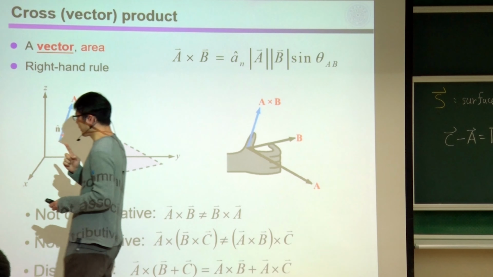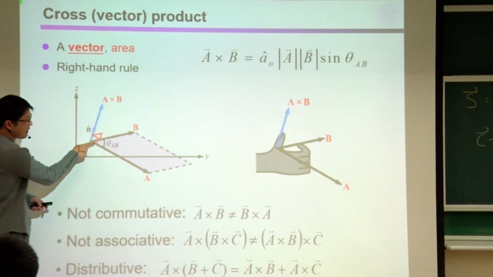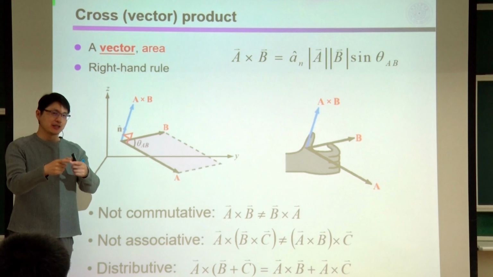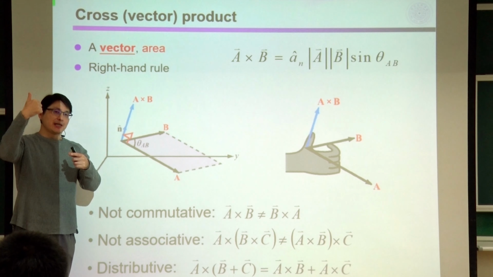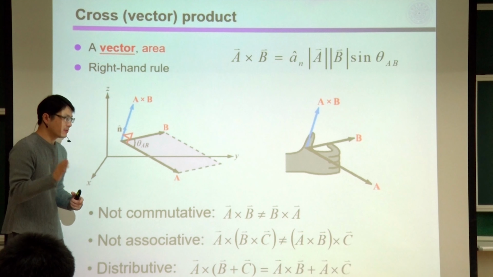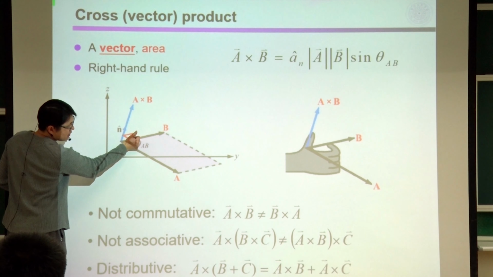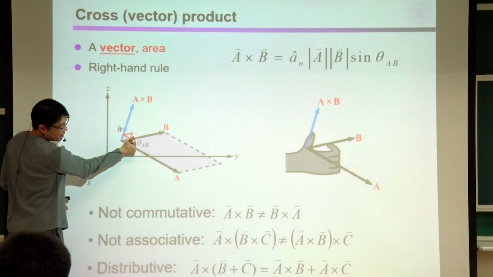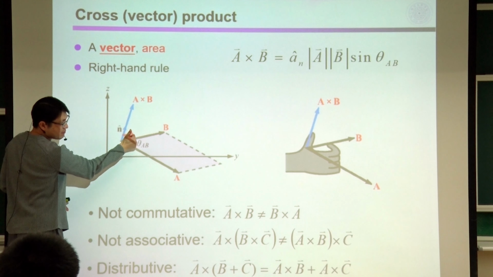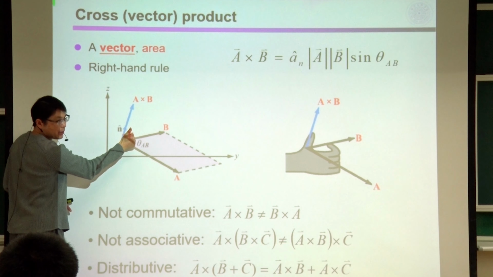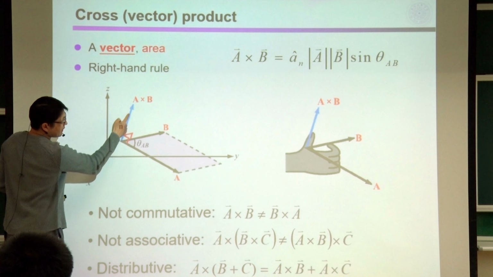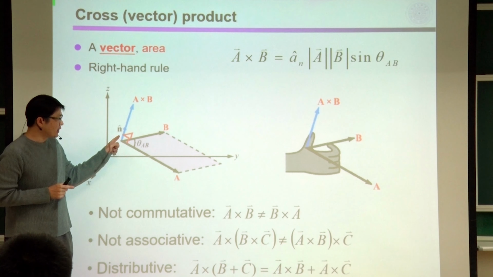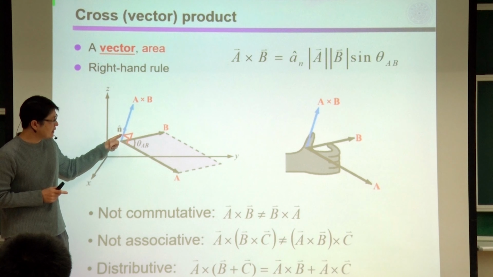Now you have to be very careful, because A cross B is a vector. It has its own magnitude, a scalar quantity, plus a direction. Usually we use the right hand rule. A cross B gives you the direction. The resulting vector direction is pointed by your thumb, and the result direction must be perpendicular to both A and B.